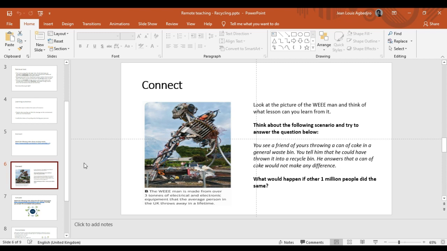Okay, I hope you managed to find an answer, or at least say what you think. But if 1 million people did the same as the person in that scenario, we would end up having 1 million cans of Coke per day that are just burned like that and release chemicals in the atmosphere.